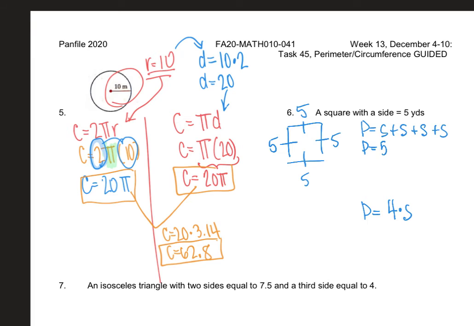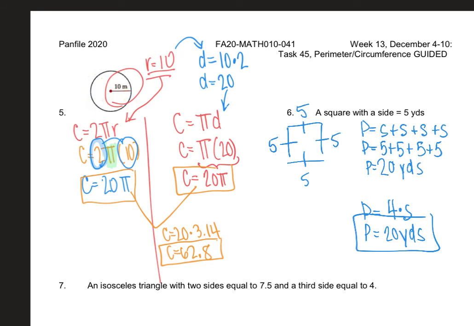So I'm either going to have 5 plus 5 plus 5 plus 5, which gives me 20, and we're in yards. Or I can do 4 times 5, which is also 20, and again in yards, and hopefully they match, because that is the whole point. I'm working within the same problem. I'm just showing you 2 ways. Do you have to do any of these like we've done 2 ways? Absolutely not. It's a good way to check your work, number 1, and number 2, it's just a good way to practice different ways of doing it.